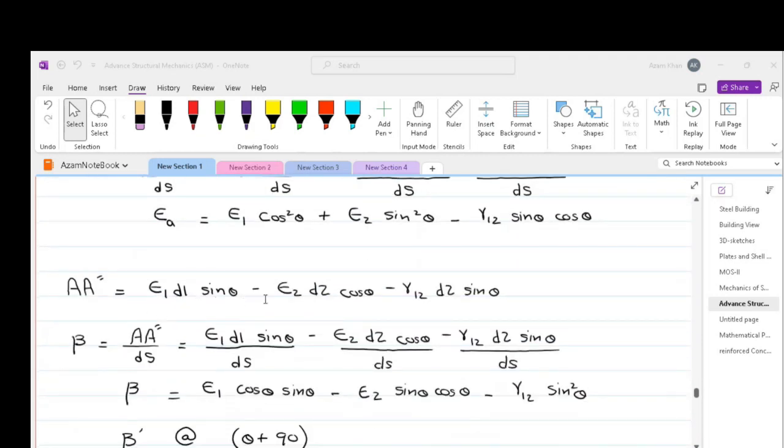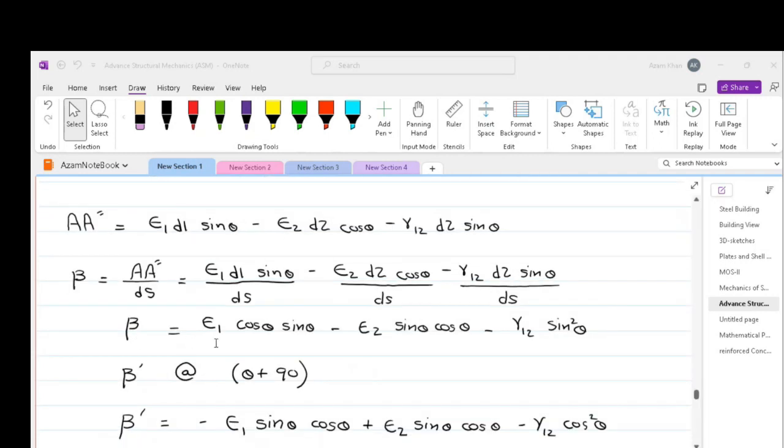d1 sine theta minus strain 2 d2 cos theta minus gamma 1 2 d2 sine theta. Once this is found, again we can divide this whole expression by ds and plug the values of d1 by ds, d2 by ds. We get beta equal to strain 1 cos theta sine theta minus strain 2 sine theta cos theta minus gamma 1 2 sine square theta.